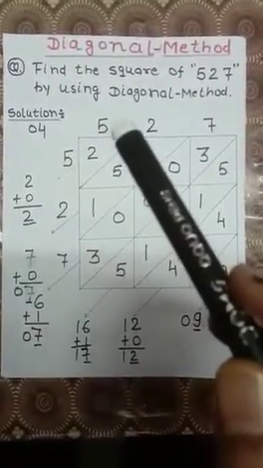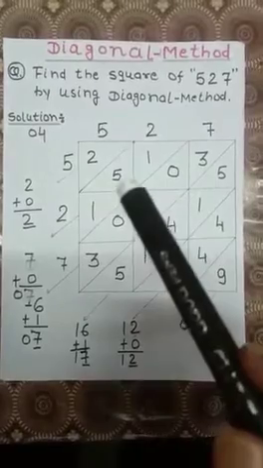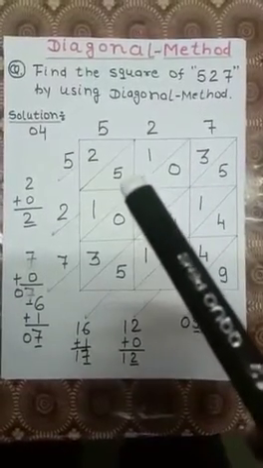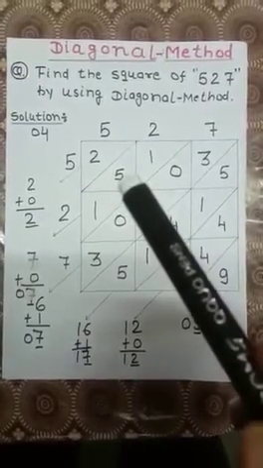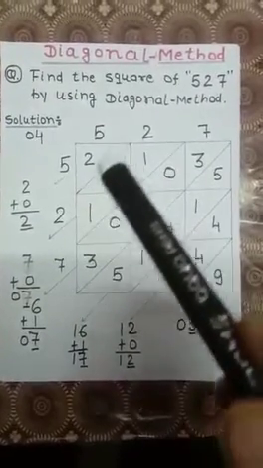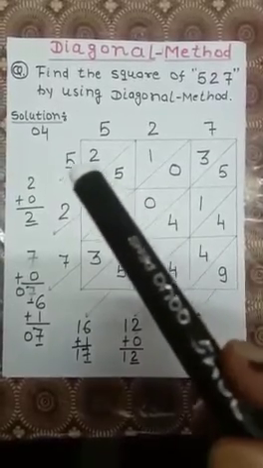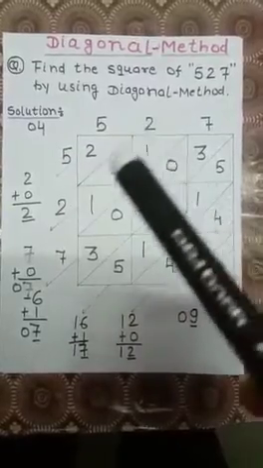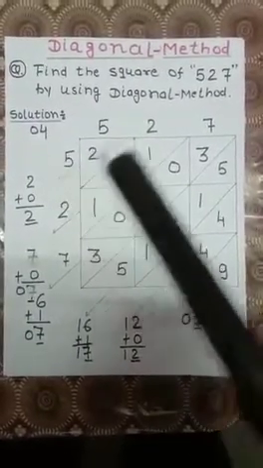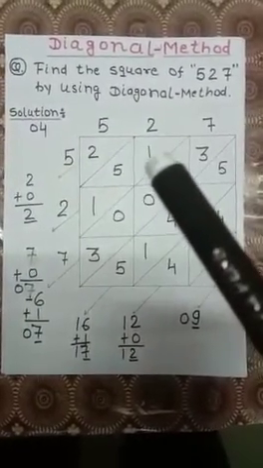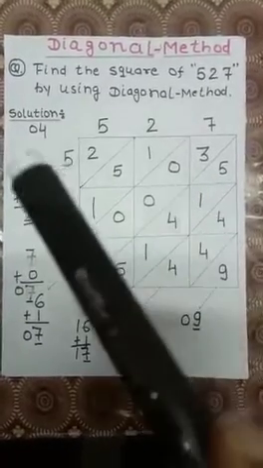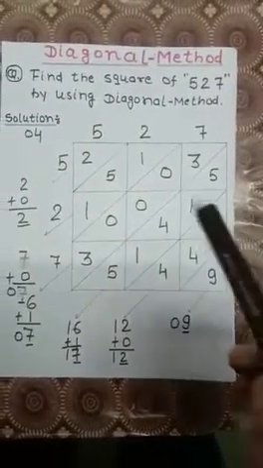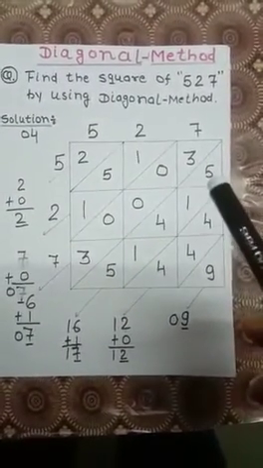5 5s are 25. Now from 25, 5 is the unit digit and 2 is the tens digit. So always you have to write the unit digit, the ones place digit, below the diagonal line or lower down the diagonal line, and the tens place digit to the upper side of the diagonal. Now 5 into 2 is 10. So from 10 we have to write 1 here and 0 here. Now 5 into 7, 5 sevens are 35. From 35, you have to write 3 here and 5 here.